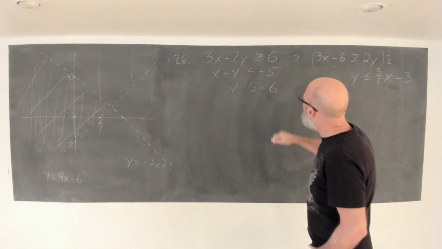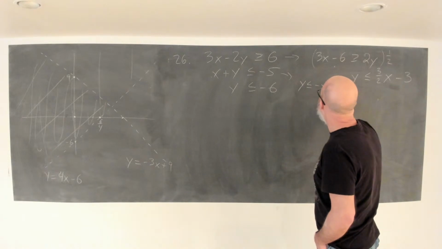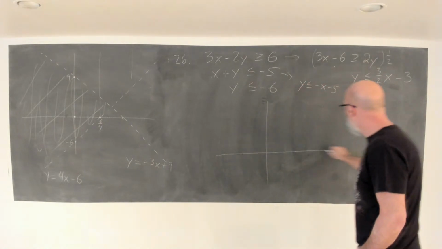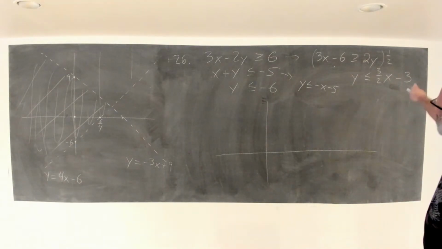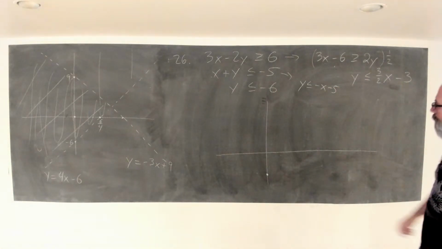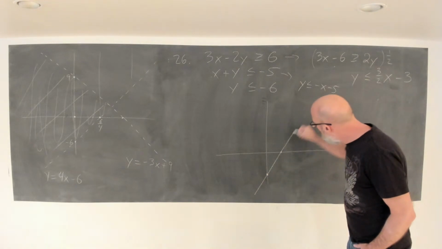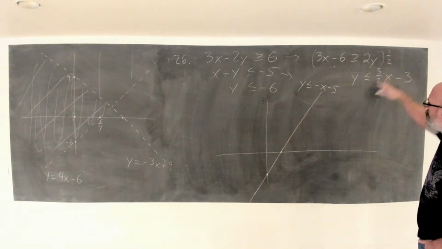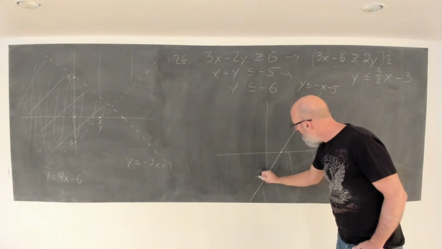If you bring the x to the other side here, this becomes y less than or equal to minus x minus 5. And then you have this third one right there. All right. Let's start with this one. A y-intercept of -3. An x-intercept of 2. And we want the y values less than this, so underneath the line. This is -3, and this is 2.